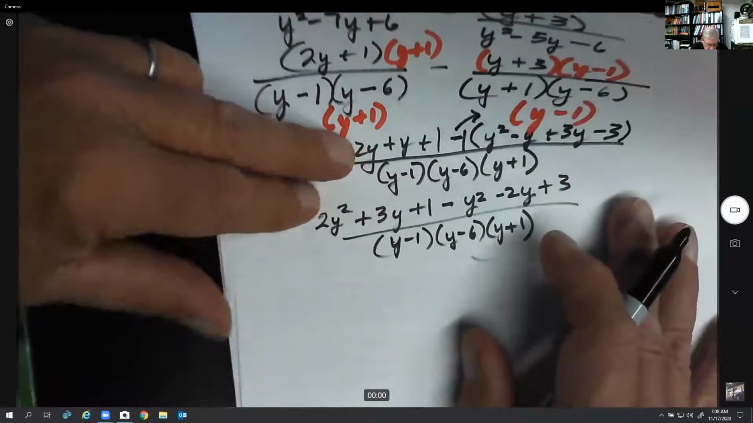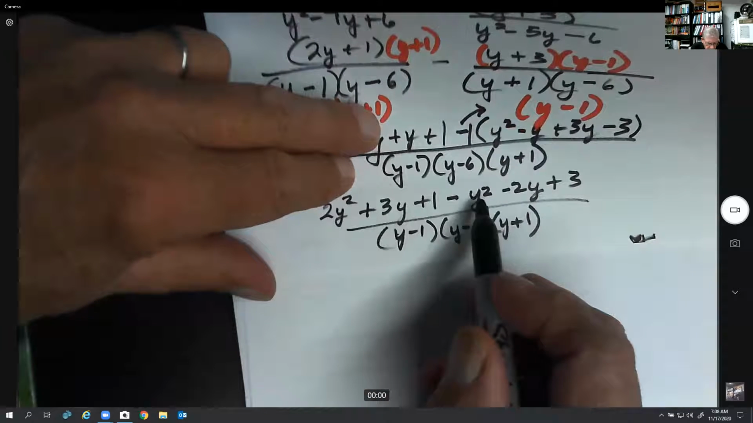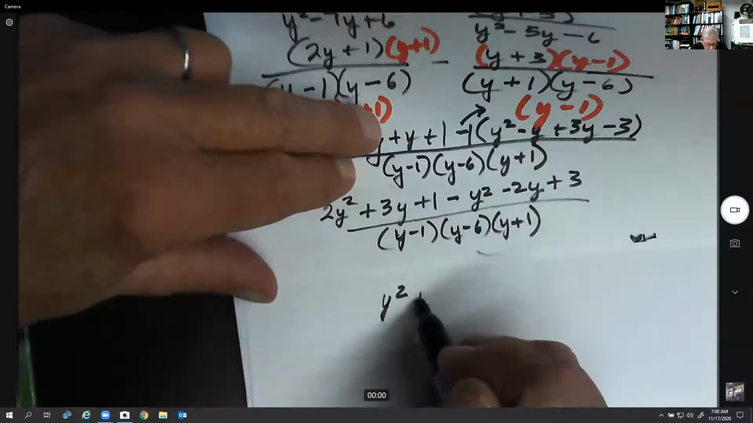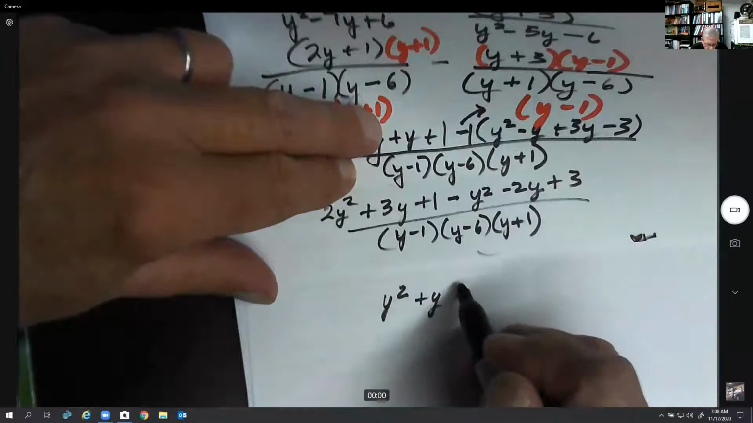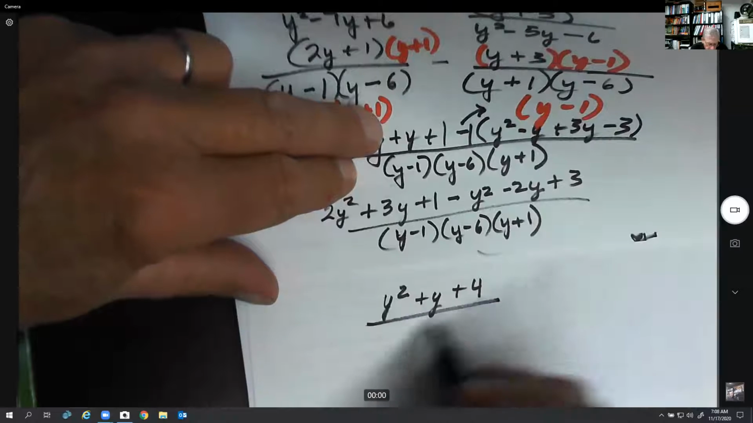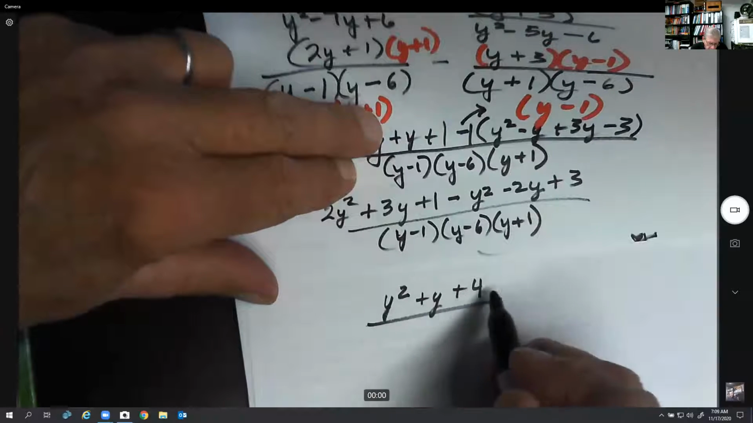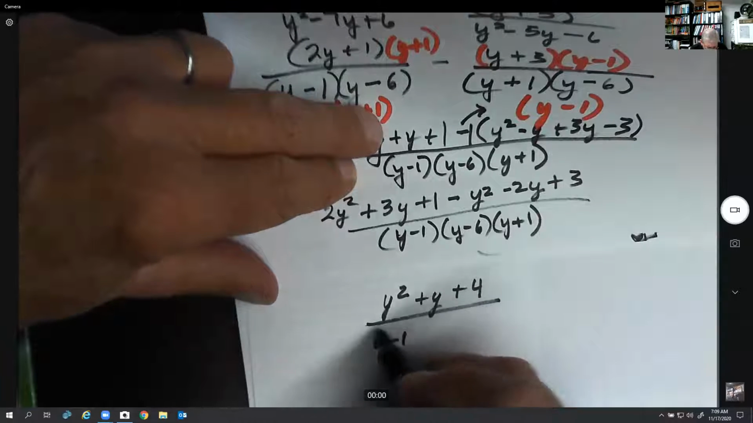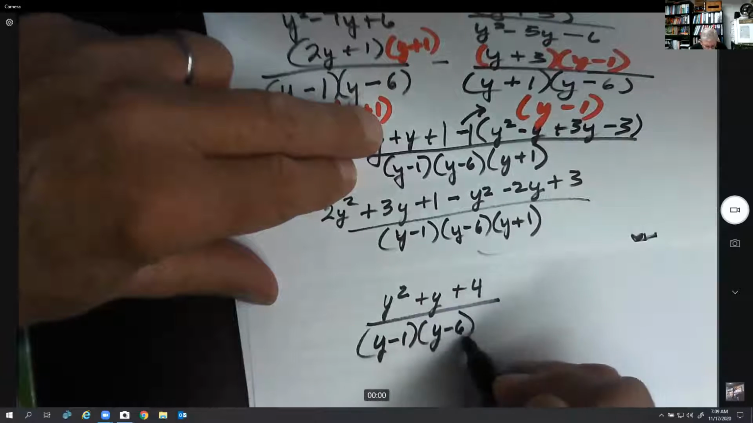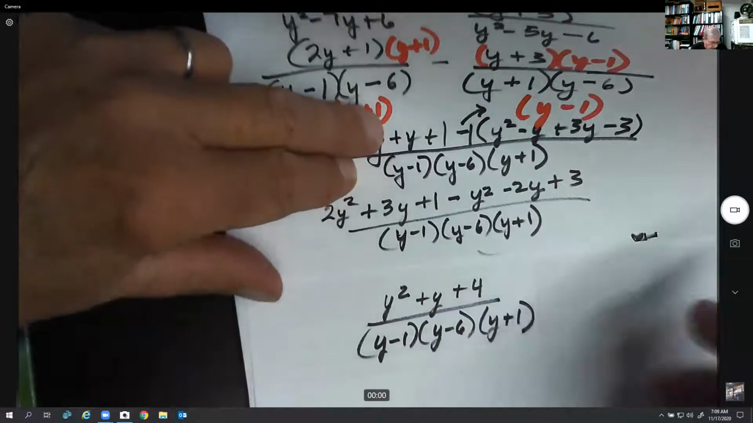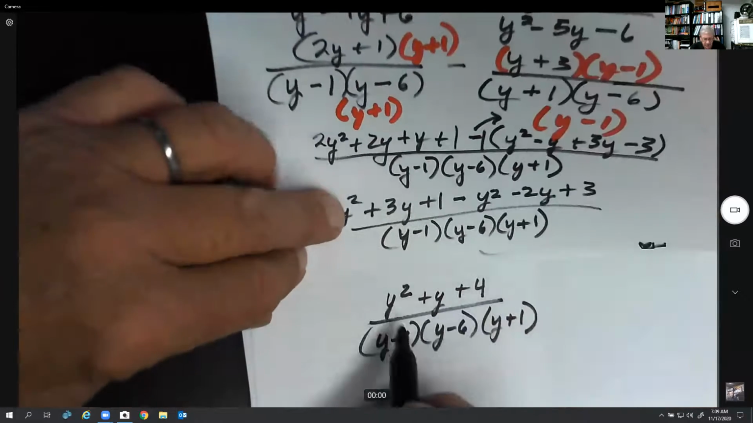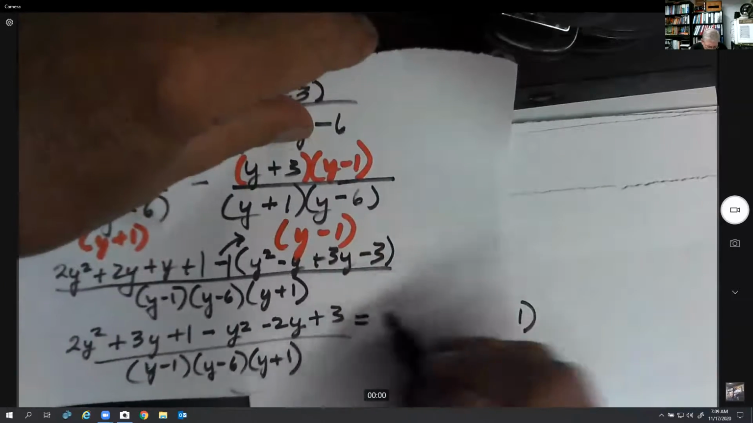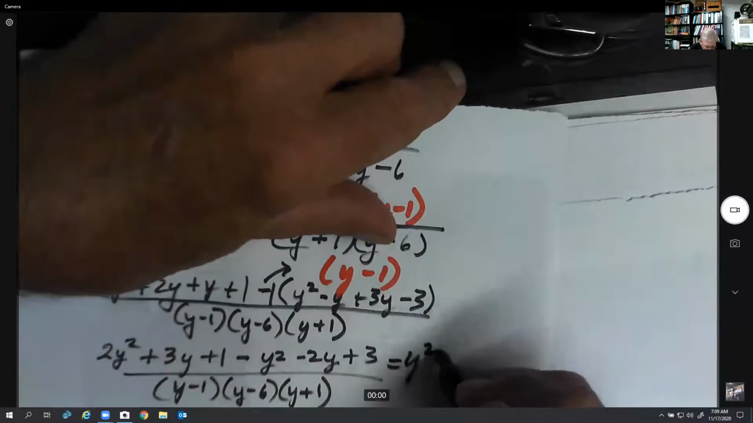All right, so I have 2y squared minus y squared is y squared. 3y minus 2y is y, plus 1. 1 and 3 make 4. Over the common denominator. Now, I'm looking at this to see if I could factor this down. I don't think I could, so I think I'm pretty much done. So I'm just going to leave this. I don't think there's anything else I could do to this. Sometimes this will factor, and then you reduce it. Let me just write this over here on this problem. Then I have it all on one sheet of paper.